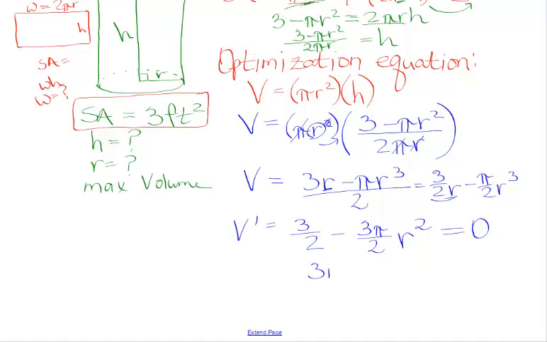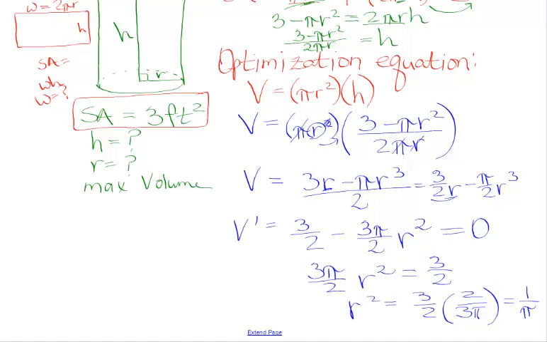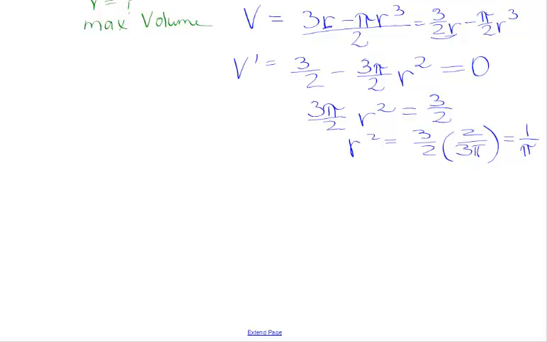So I am going to subtract 3/2 from both sides and multiply both sides by -1. Hopefully you can go there with me. So r squared, I'm going to multiply both sides by 2 over 3 pi. Are we okay with that? R squared is 1 over pi.